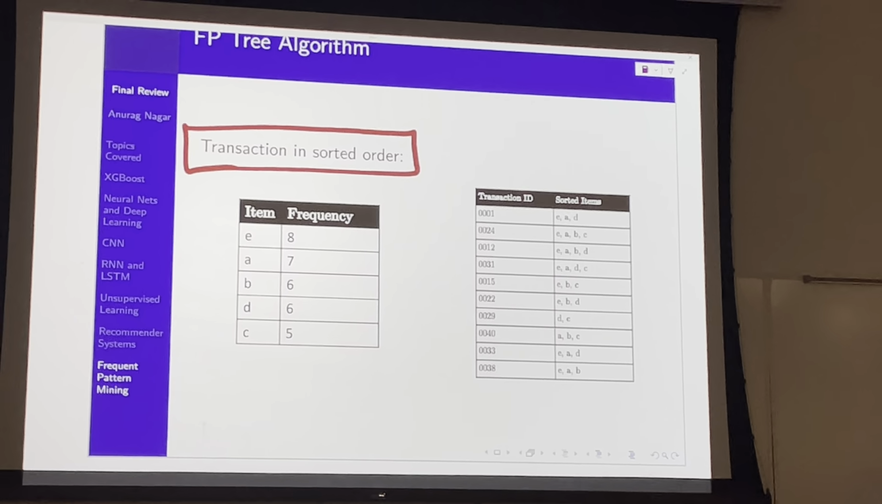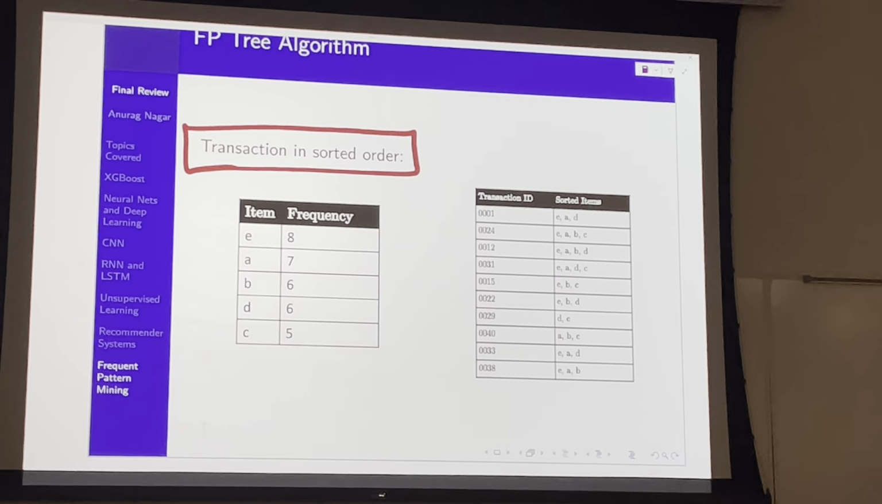So you list everything in a sorted order. E, A, B, D, C is the sorted order. And you will see that everything is listed in a sorted order here. E, A, D, E, A, B, C, E. So everything is listed in a sorted order here. You cannot proceed in FP tree without sorted order. So you put everything in a sorted order.